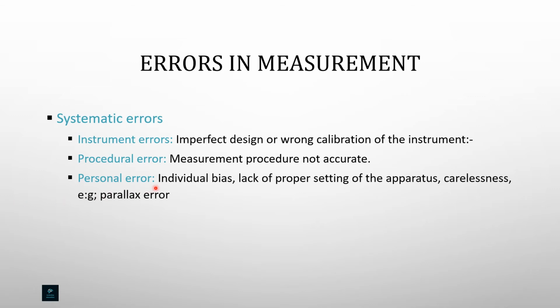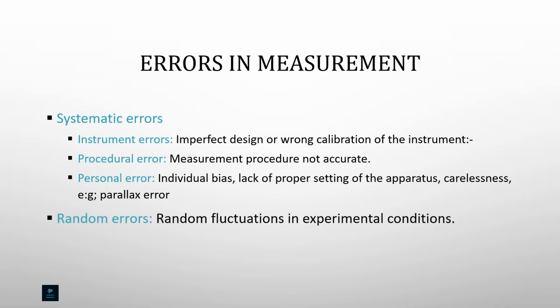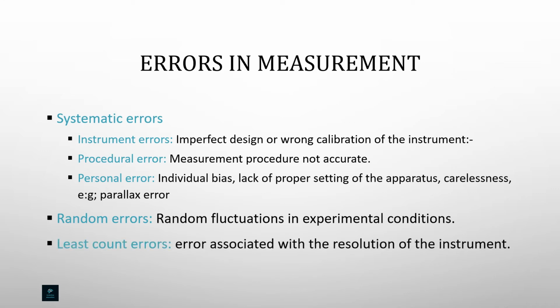Personal error occurs because of the individual bias, lack of proper setting of the apparatus, carelessness. An example of the personal error is called the parallax error, which occurs due to the line of sight not being in line with the measuring device. The second type of errors is the random errors, which occur due to random fluctuations in experimental conditions. Third type of error is the least count error, which occurs due to the resolution of the instrument.